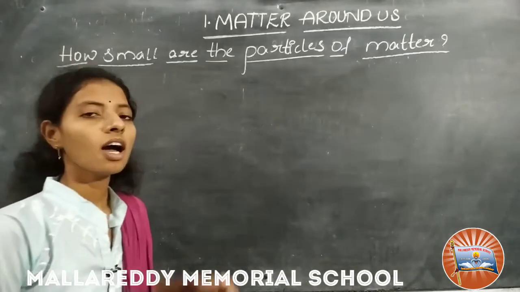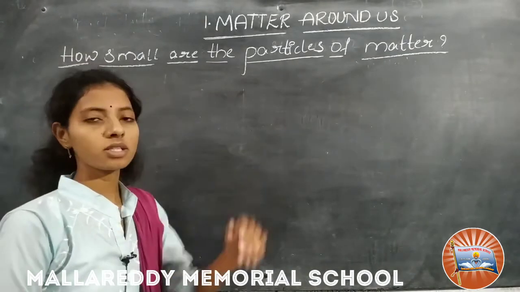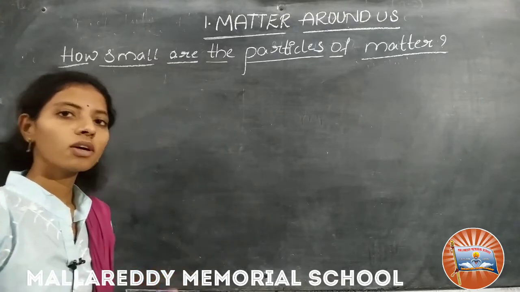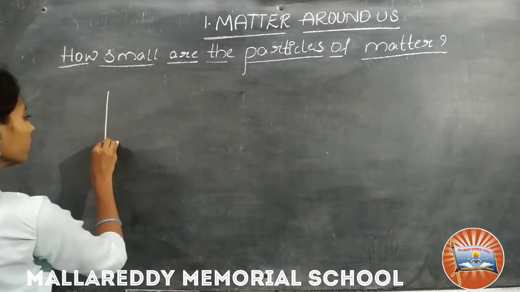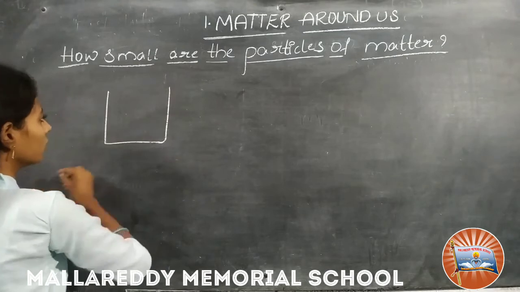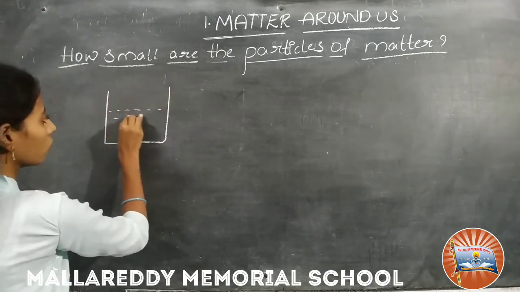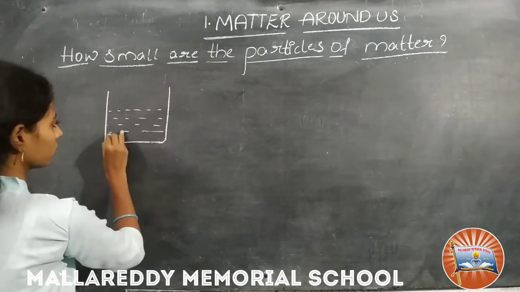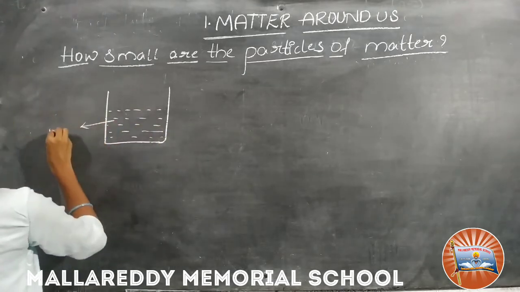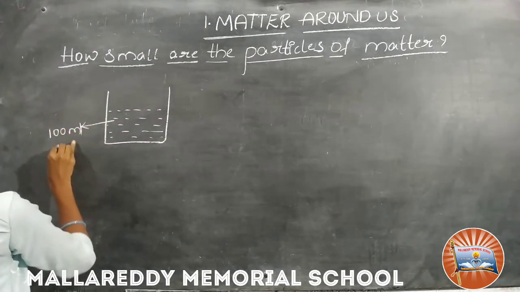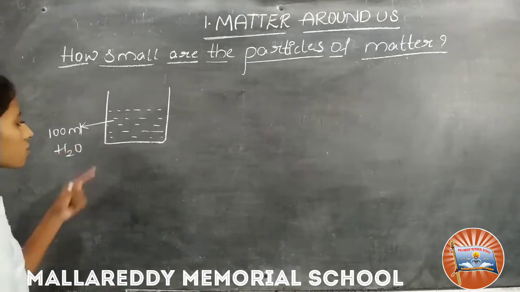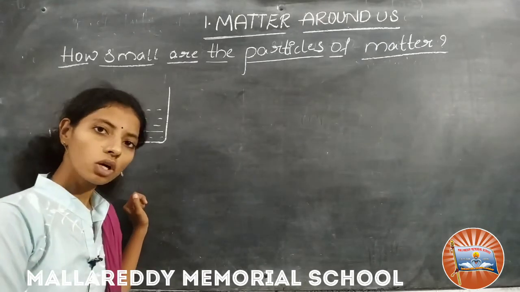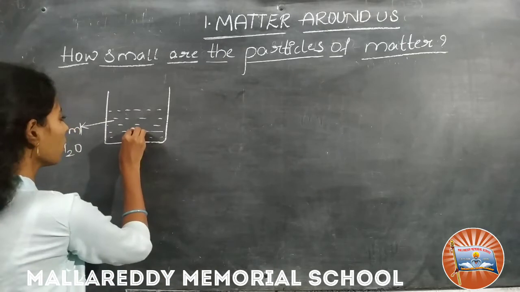See the next one. How small are the particles of matter? So for this we need one beaker. In this beaker we have to take 100 ml of water. And in this beaker we have to add 1 or 2 crystals of potassium permanganate.